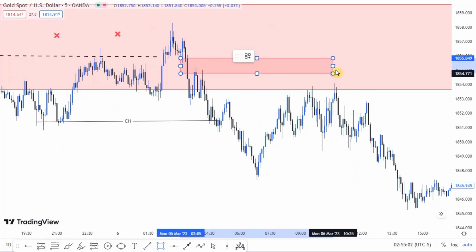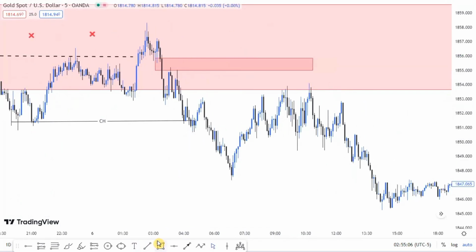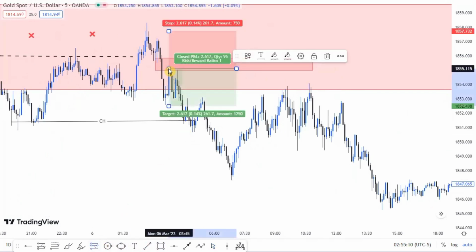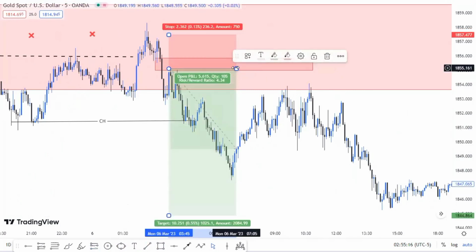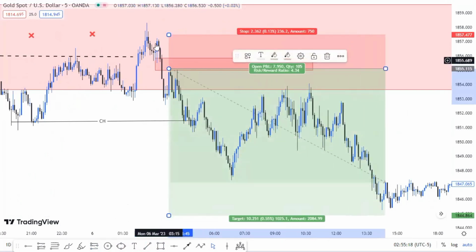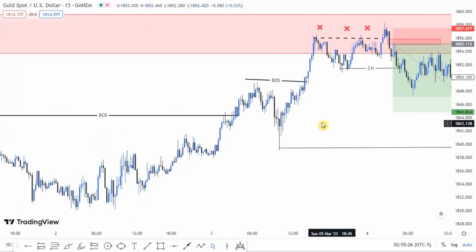The first reason why I had my first entry after the liquidity grab was that there was an imbalance within this area. It's more visible on the 15 minutes time frame. So I had my first entry, and then my stop loss slightly above that area. Same target. So that was my first entry.